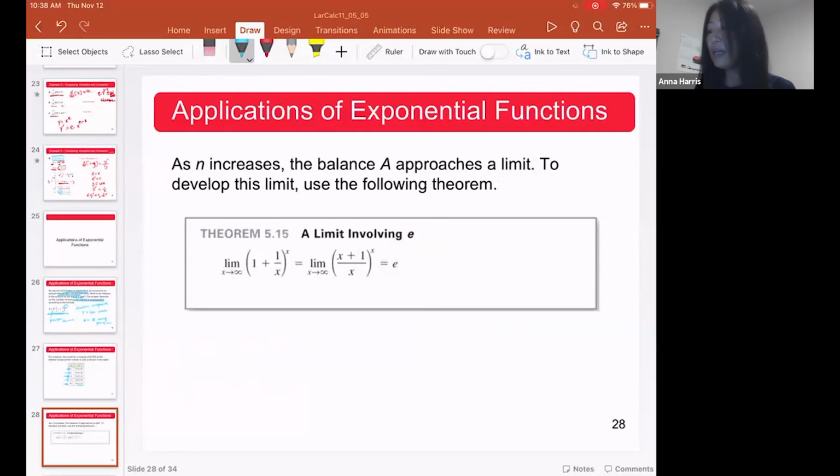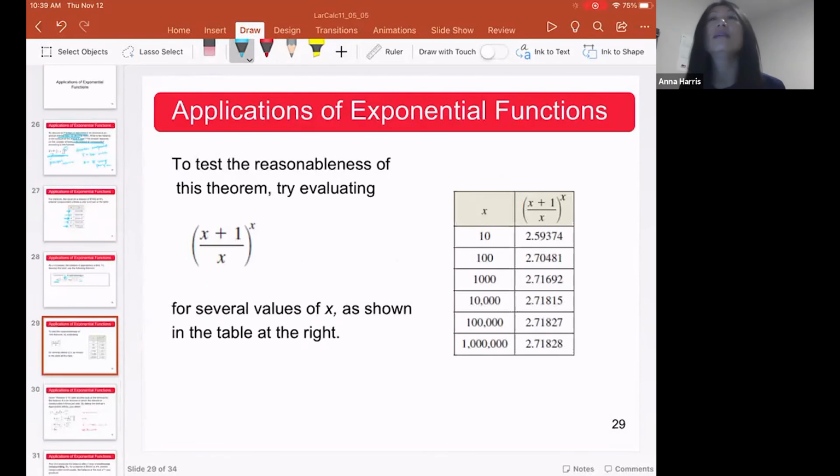All right, so, limit involving e. If your interest is compounding infinitely many times, which means continuously compounding, that really actually becomes an e. It's interesting, but it becomes an e. A limit involving e: if this N is compounding in an infinite way, so many times, then that ends up equal to e.